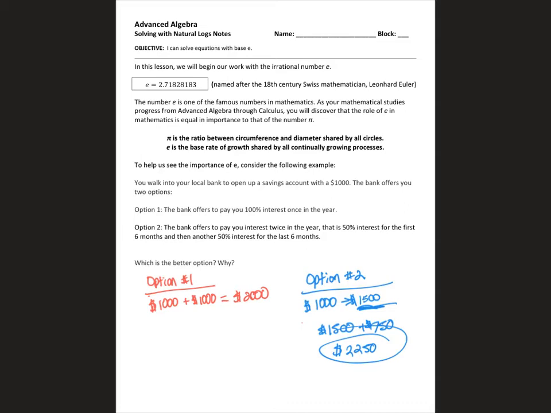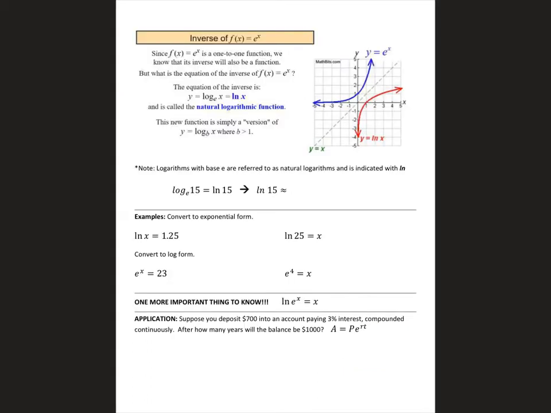Compounded interest is interest upon interest upon interest. The more times we can compound interest over the year, you'll see the more money we make. Well, eventually this is going to plateau or reach a peak exponentially. And that exponential value is going to reach at a value of e, 2.7182813.